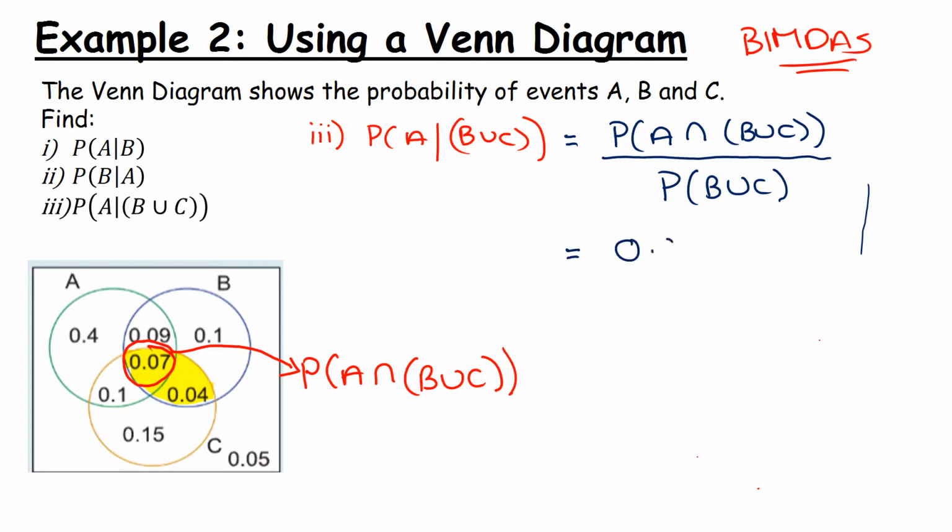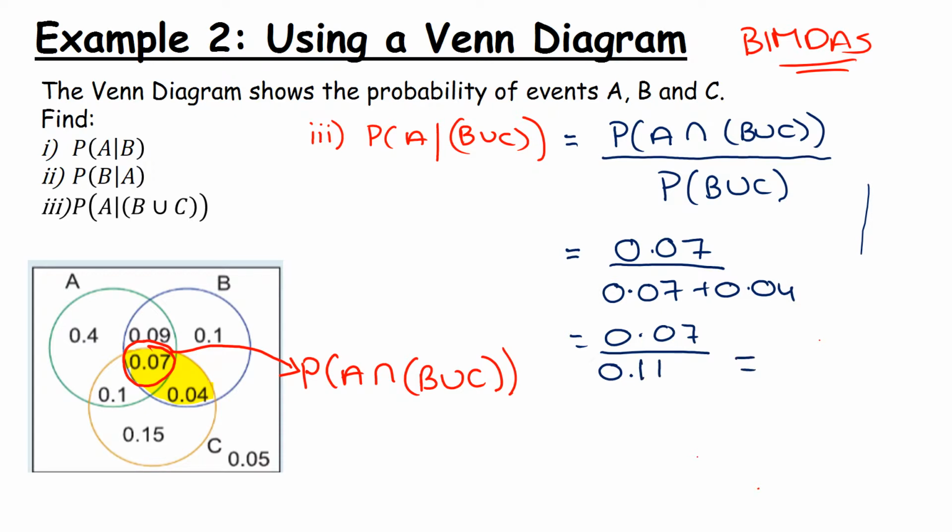So 0.07 all over 0.07 plus 0.04, which is 0.07 all over 0.11. So let's simplify that. And we get 7 over 11, or we can write that in decimal form, which again is recurring 0.63, where the 6 and the 3 recur.